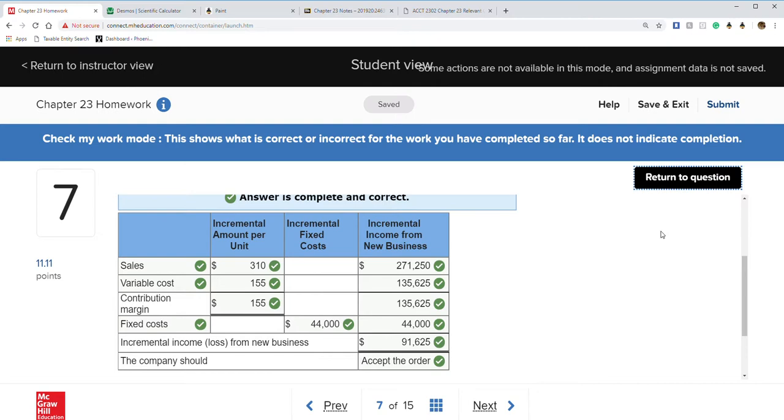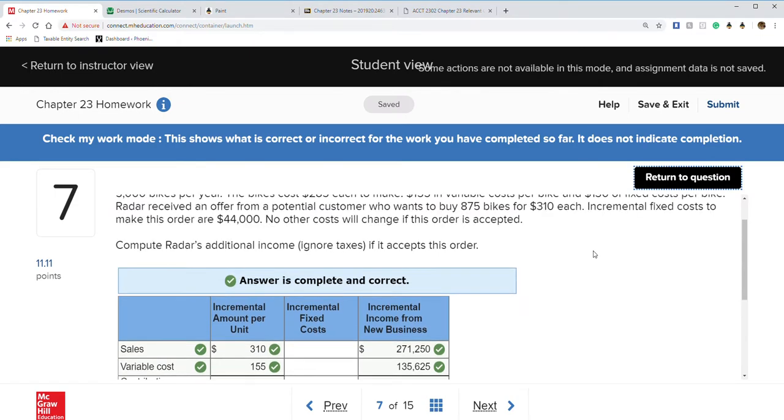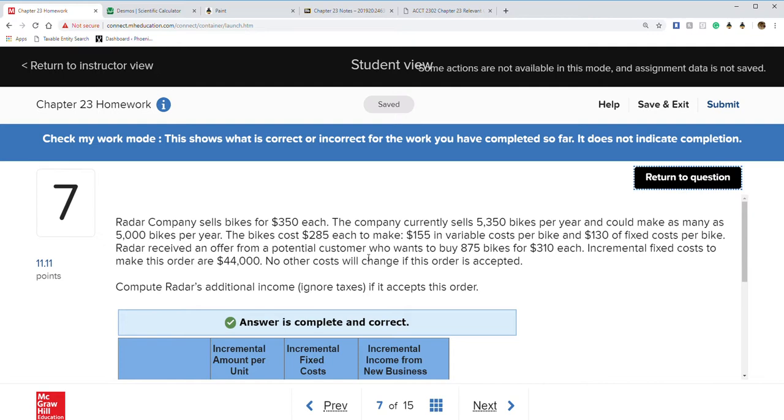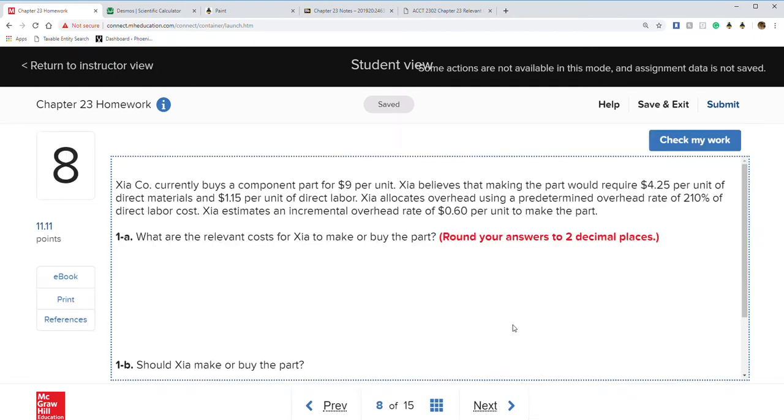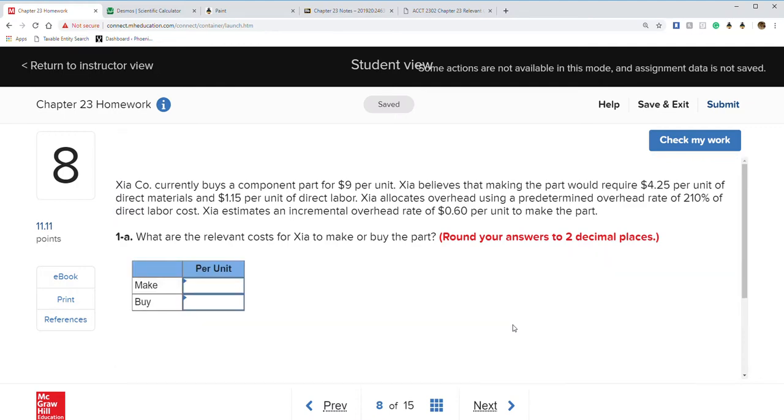Yay! Not too much with these. Again, it's just reading the problem and understanding what's incremental. Here, they want to buy this amount of bikes for this much, and then we just have to figure out what costs are going to be associated with the potential new business. Again, a lot of businesses go through this a lot. Customers always want to go cheap, but every now and then we get it good, we get it bad.